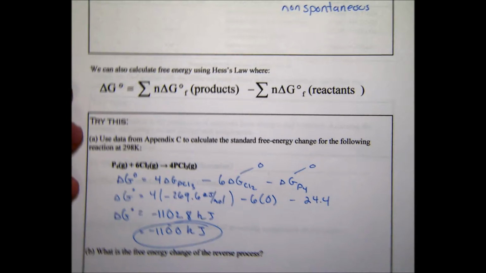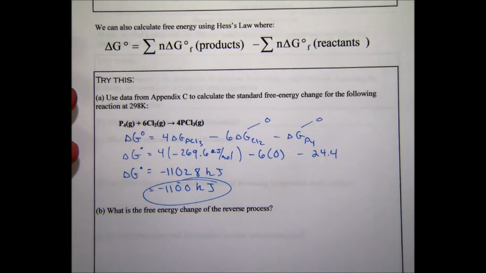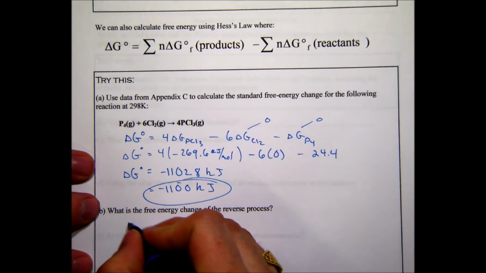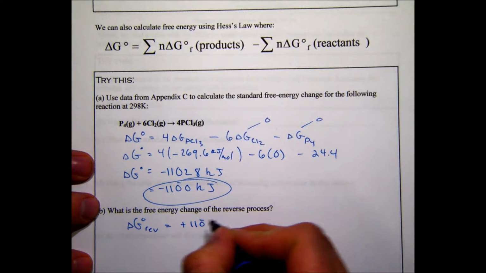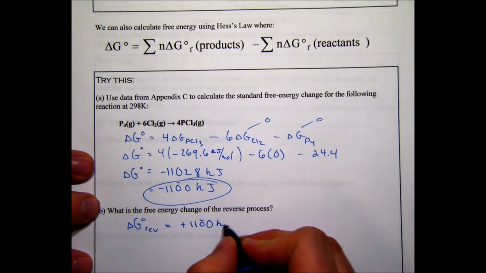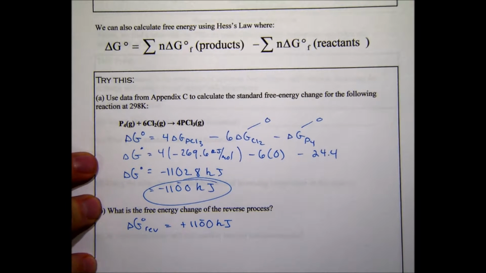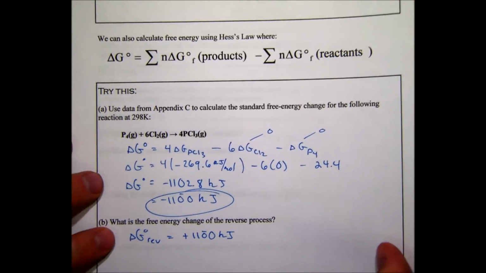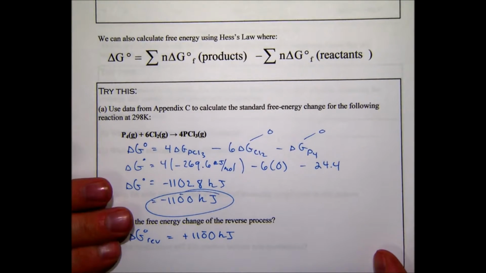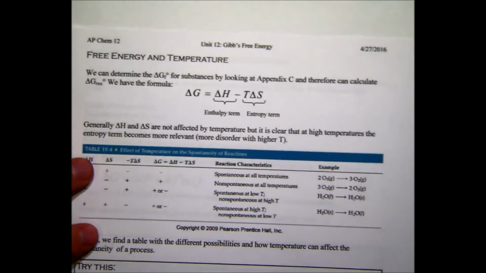So part B of this simply asks me what the free energy change of the reverse process is. So delta G of the reverse would be equal to plus 1100 kilojoules. It's got to be balanced, right? So that's essentially what we're doing, Hess's law, and then we can find out the reverse.